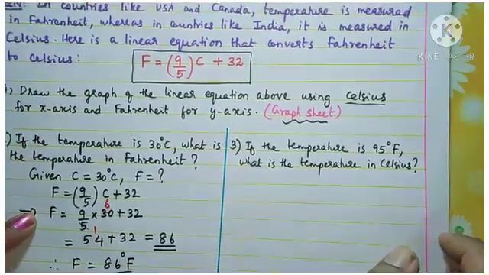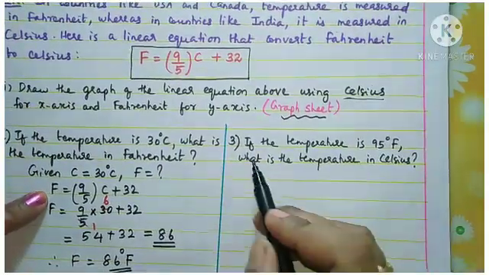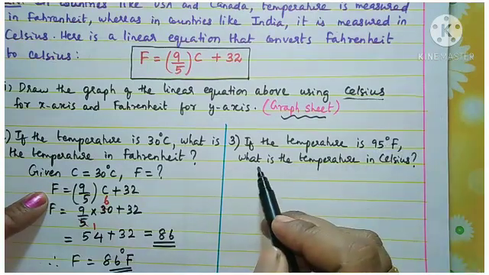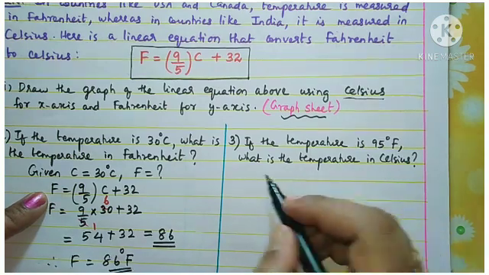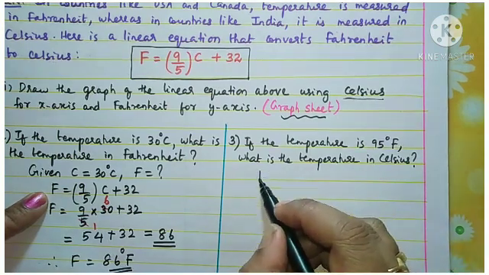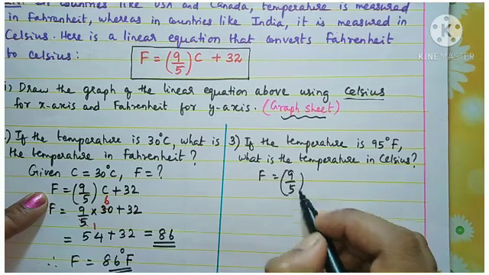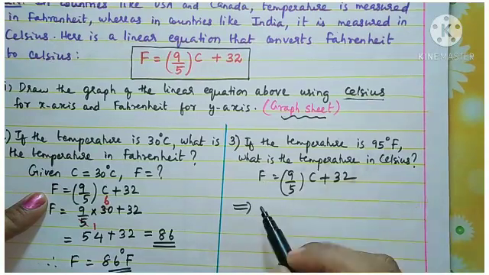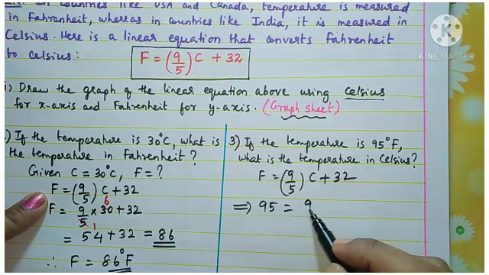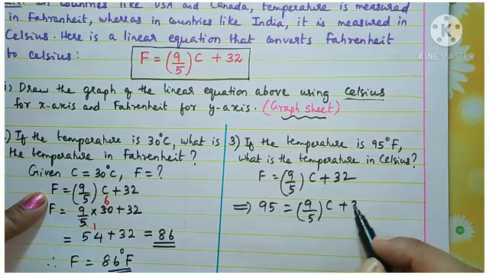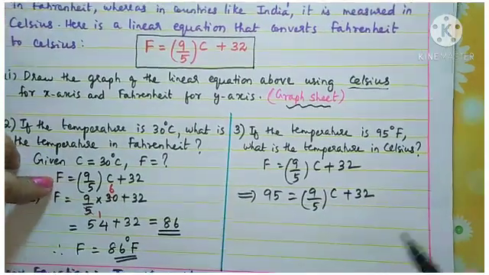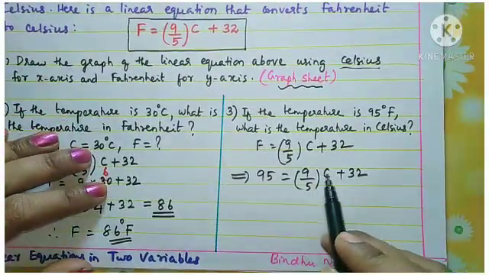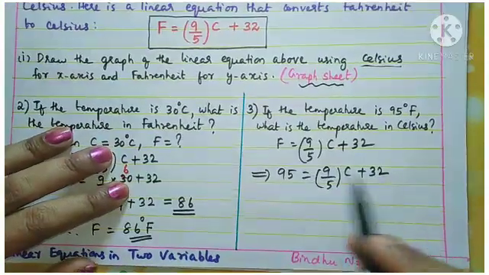Now the third question. If the temperature is 95 degrees F, the Fahrenheit value is given, you want to find the temperature in Celsius. Again, F equal to 9 by 5 of C plus 32 is our relation. Now this implies put the value of F, children. What is the value given? 95 equal to 9 by 5 of C plus 32. Now what do you want to do? This is like an equation. You want to find the value of C, so what we usually do is transpose the values.